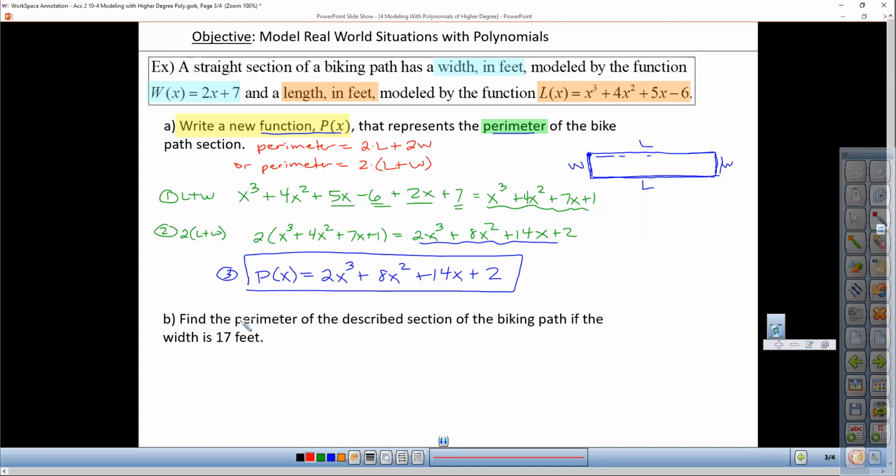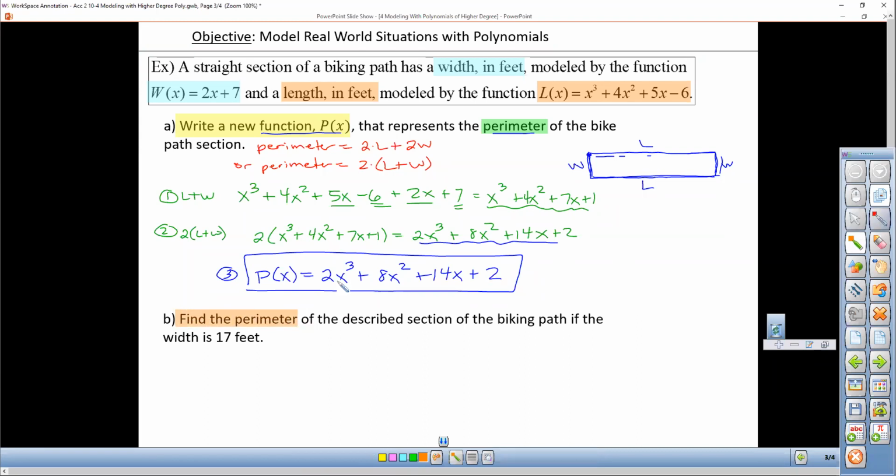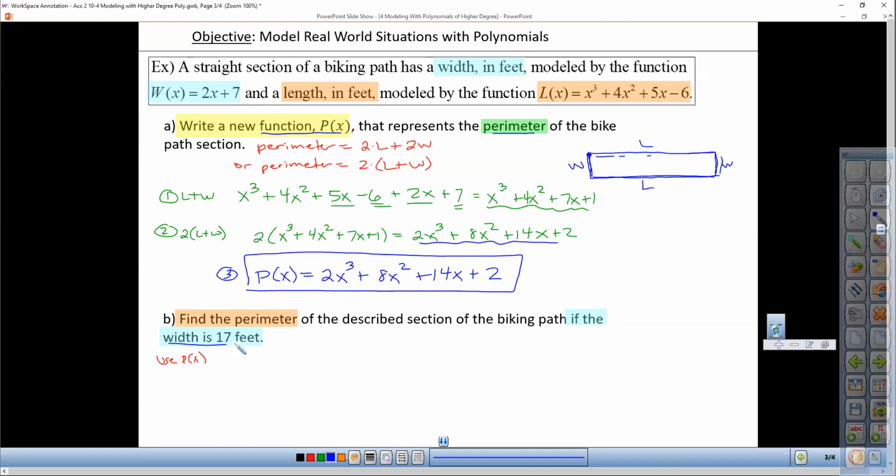All right, so now for part B, it says find the perimeter. That means we're going to be using our perimeter function, p of x. And we want to do this if the width is 17 feet. This is where this one gets a little tricky, because it never said the width is x. So 17 is not our x value, and we have to realize that here. How is width defined again? Remember? Width is 2x plus 7.